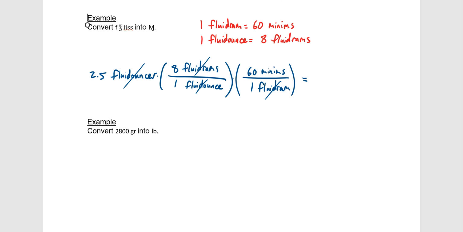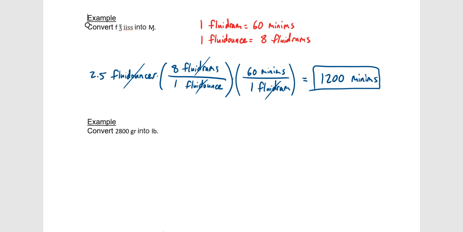So this one's actually kind of easier. Since everything is being divided by 1 down here in these denominators, all we have to do is multiply all of these numerators together. So it's going to be 2.5 times 8 times 60, and that'll end up giving us 1,200 minims.